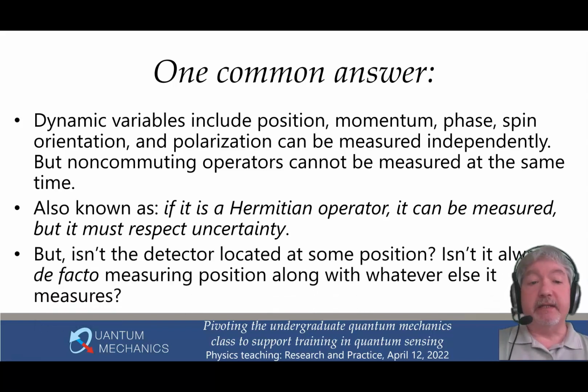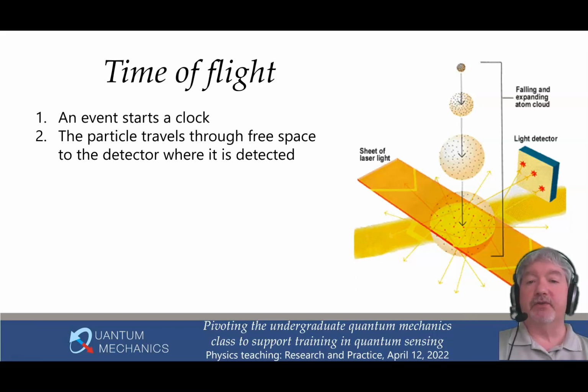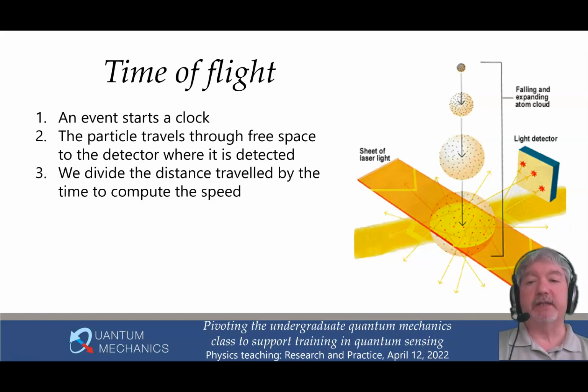Now, isn't the detector located at some position? So isn't it always de facto measuring position along with everything else that it measures? Let's take a look at a beautiful example that does this. This is a time of flight experiment. Here we have some event that occurs at a particular moment in time that signals a clock to start. We then let the particle travel through free space to the detector where it's detected. We then divide the distance traveled, which we've already measured, by the time to compute the speed. And from that, we can get the momentum.